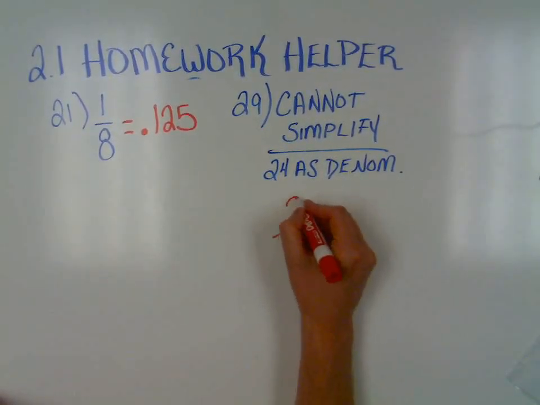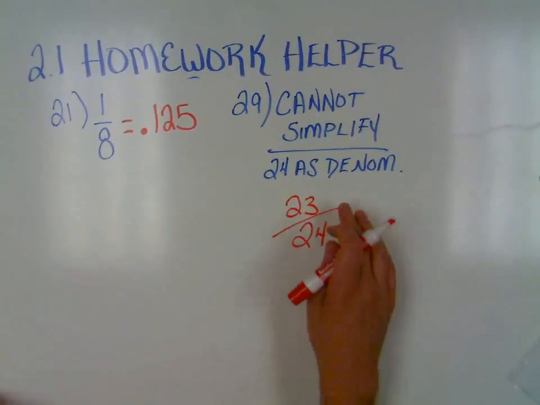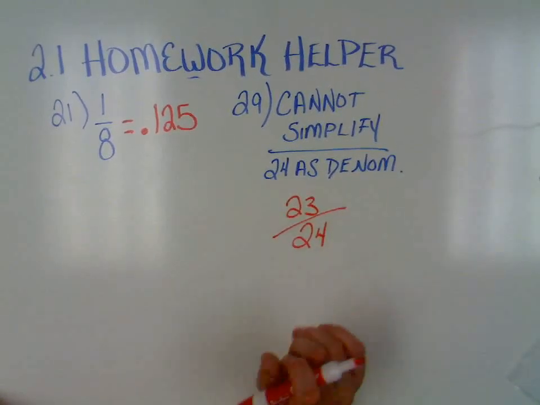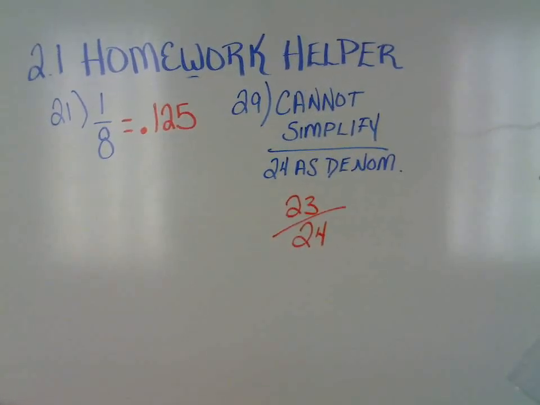And indeed, in this case, that's what I'm going to do. I'm going to pick 23. 23 is one number off from 24, but there's no number I can take out of 23 and 24. That fraction cannot simplify and satisfies what they're asking me for question 29.